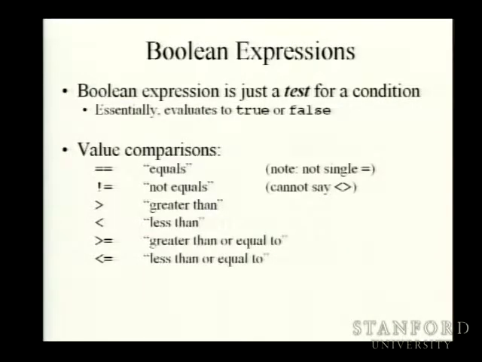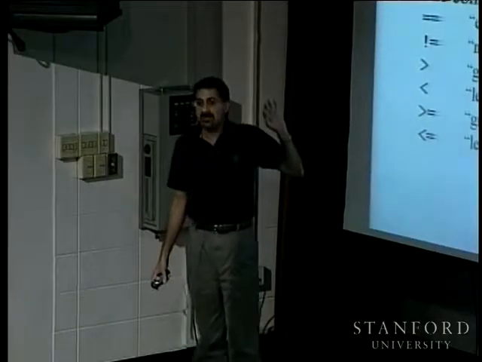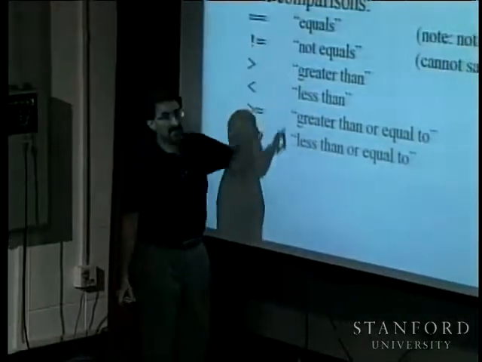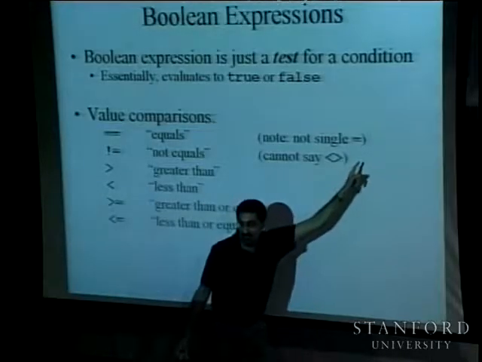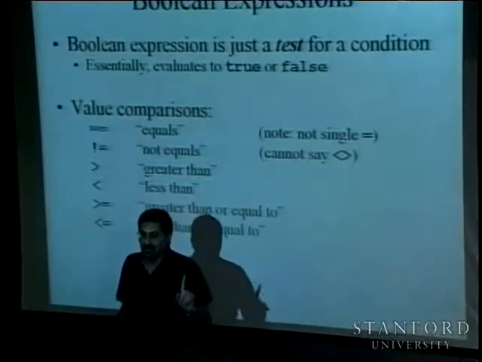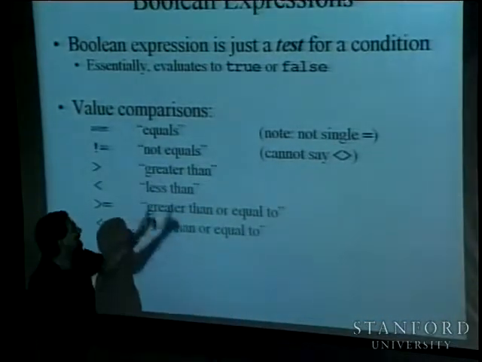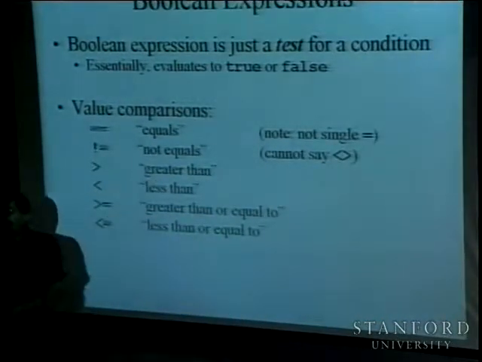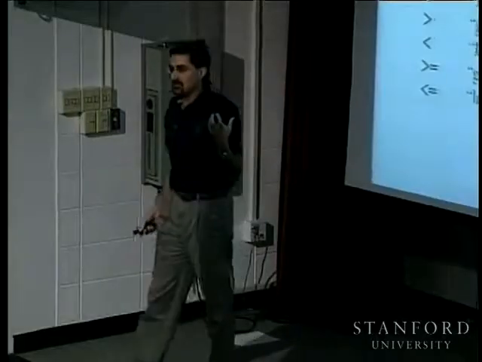So there's a bunch of different value comparisons you can do, like equal, 2 equals signs in a row, no space, which means, does a equal b? It is not a single equal. What does single equal mean? Assignment, right? When you say x equals 5, that's assignment. When you say x double equals y, that is a Boolean expression that evaluates to true if x and y are the same.